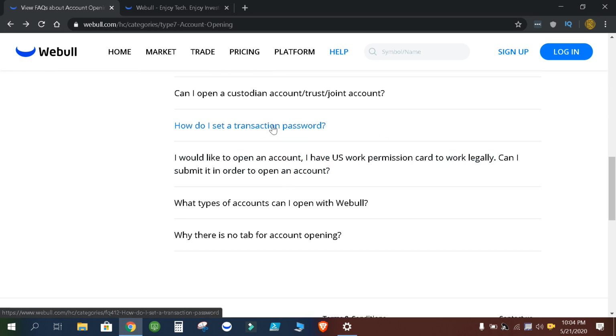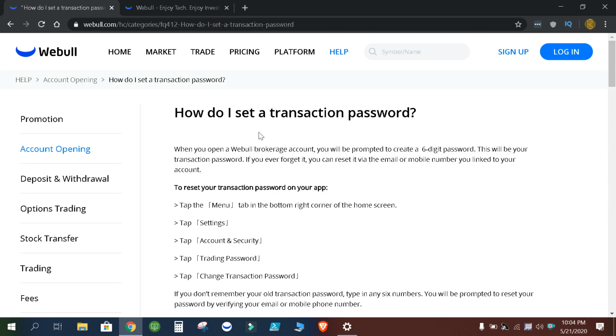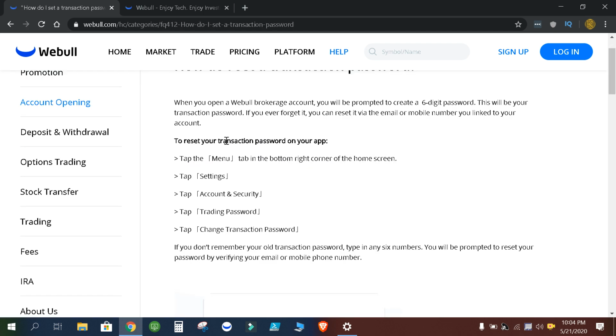Oh yeah, transaction passwords. I've had people ask me about this particular one. I use a transaction password when I go to create orders, market orders, limit orders, things like that. I just put in a quick 6-digit PIN. Some people don't like it, some people do want that option, and this is how you'd do it. You go to the menu, settings, account and security, trading password, change transaction password.